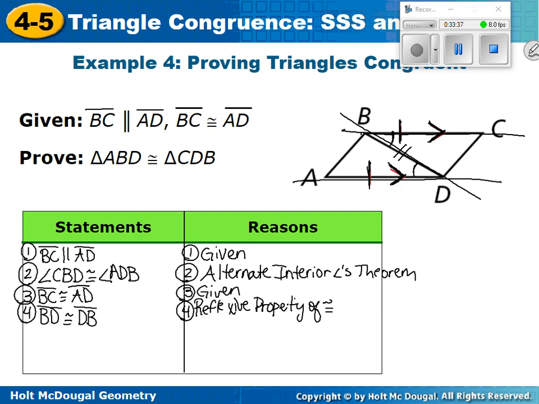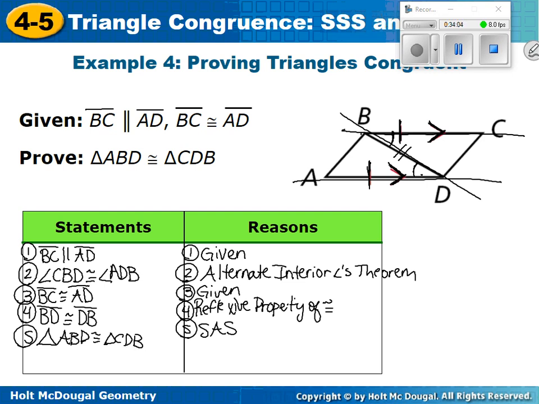Now look at your picture. Which of our 5 shortcuts do we have marked in our picture? SAS. Side, angle, side. Notice this is the angle in between the 2 sides. So number 5 is side, angle, side. And the statement is what you're trying to prove. We always should have that one correct. Triangle ABD is congruent to triangle CDB.